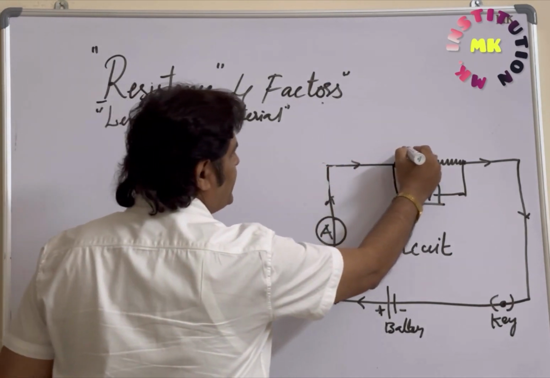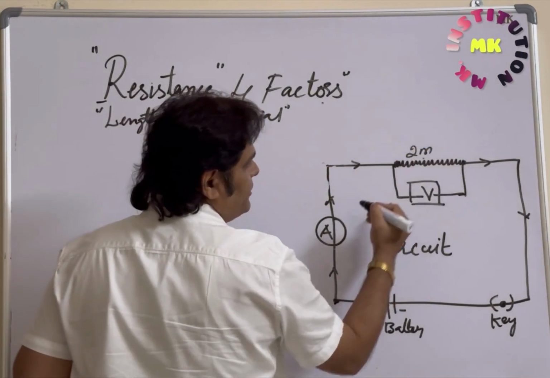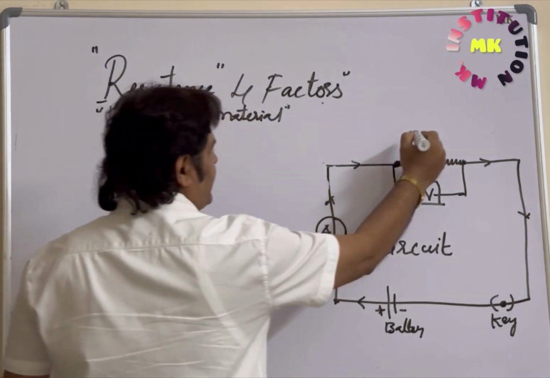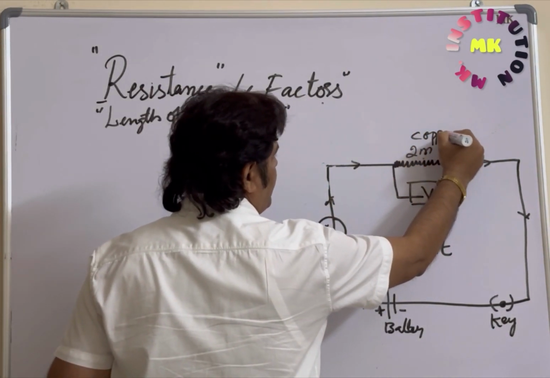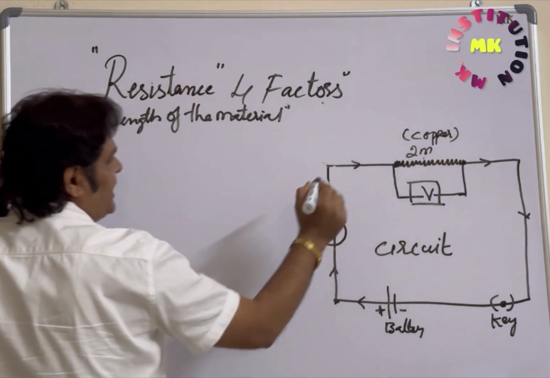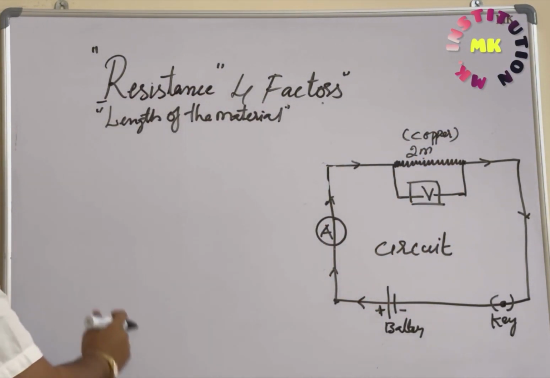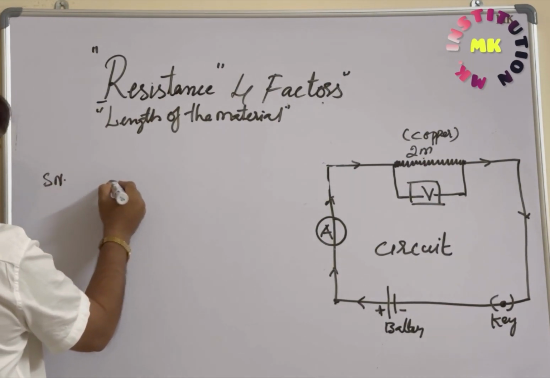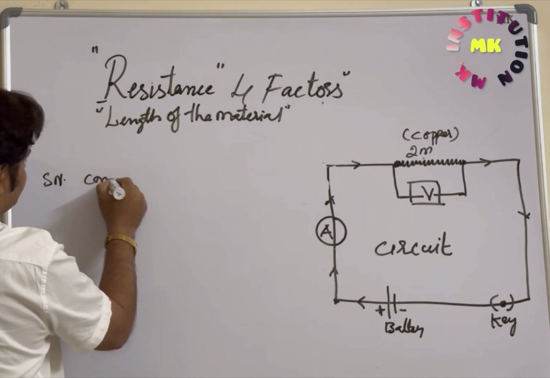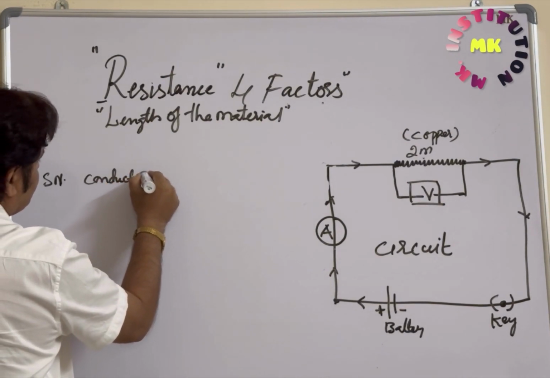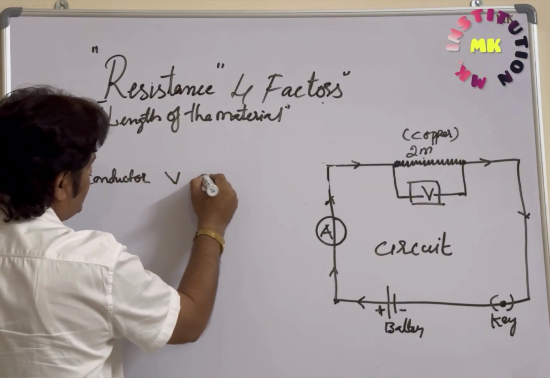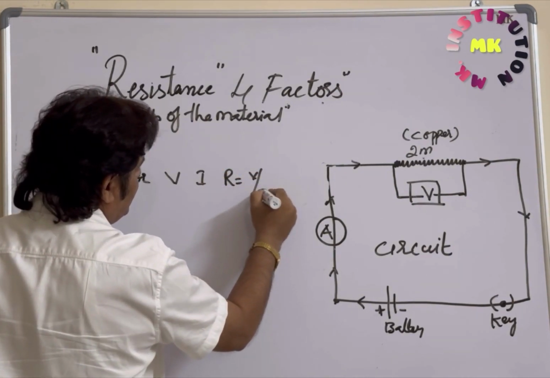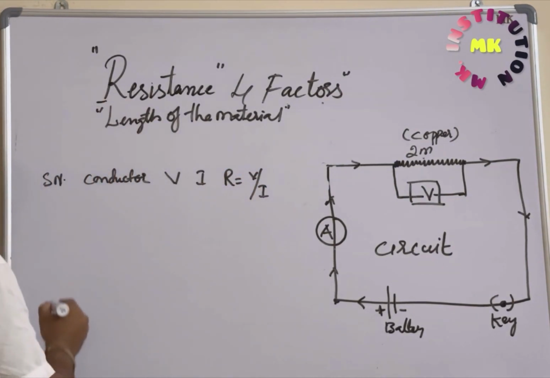First we are keeping the 2 meters wire here. Which wire? Copper wire. What is the length of the copper wire here? 2 meters, in the first case. Now write in table form: serial number, conductor, voltage, current, resistance, V by I. This we have to show, isn't it?